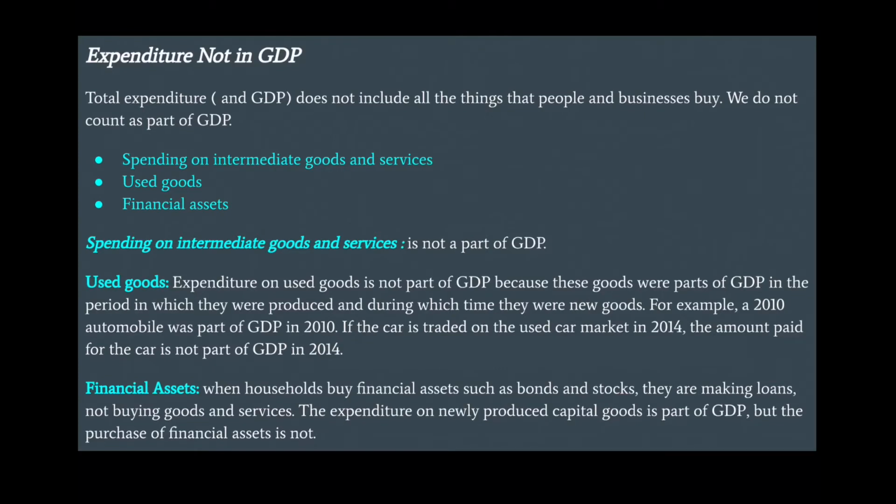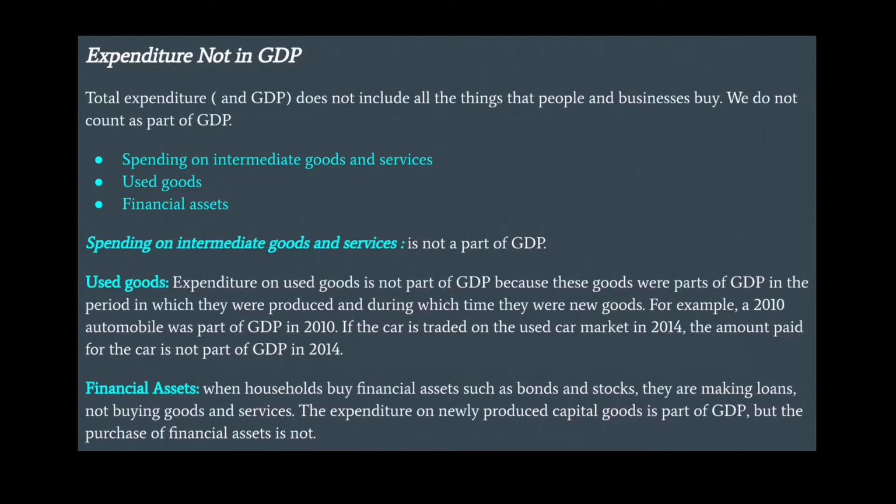Expenditure not in GDP. Total expenditure and GDP: GDP does not include all the things that people and businesses buy. We do not count as part of GDP spending on intermediate goods and services, used goods, and financial assets. Spending on intermediate goods and services is not a part of GDP.